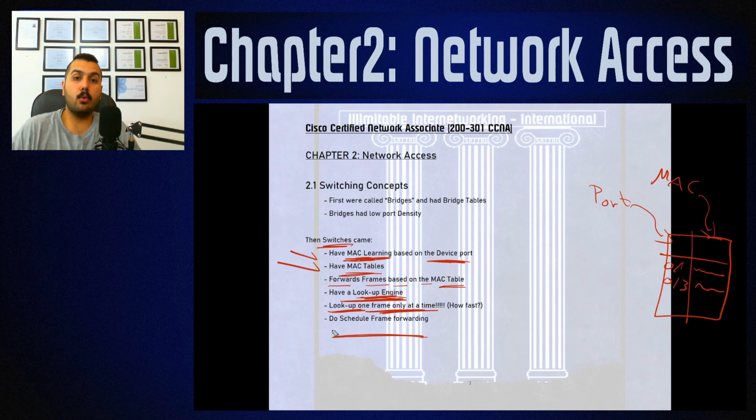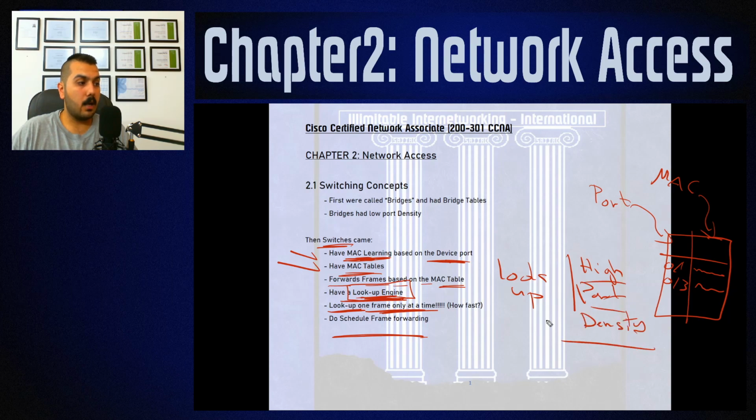Me as a switch, I do schedule the frame forwarding. Firstly let me deal with the frame of David, switch it. After that I will go to Alyssa, look up her frame, and switch it to John. So this is what switches do, and this is the main reason that switches were developed. Two main reasons: the lookup engine, and the other main reason is the high port density. These are the two biggest reasons that switches were developed from bridges.